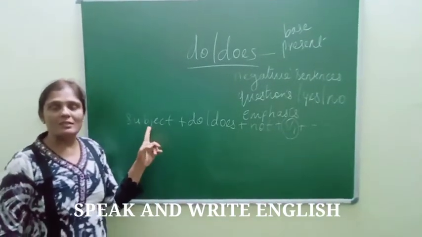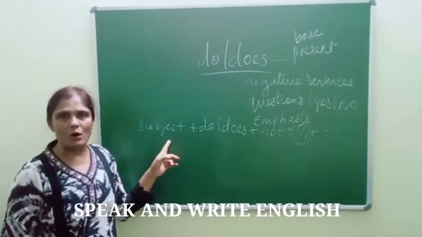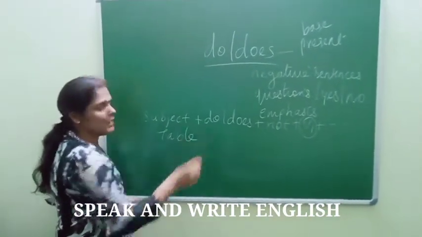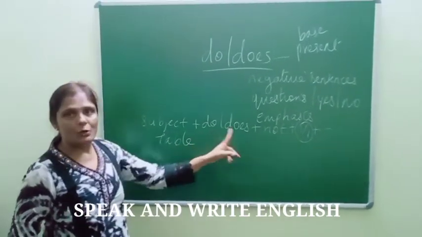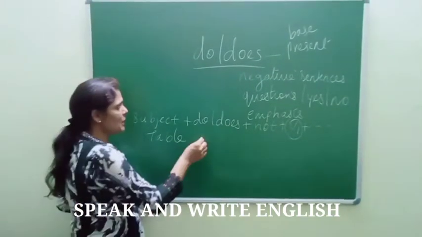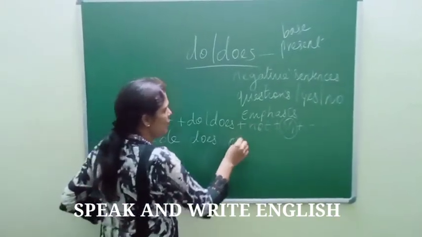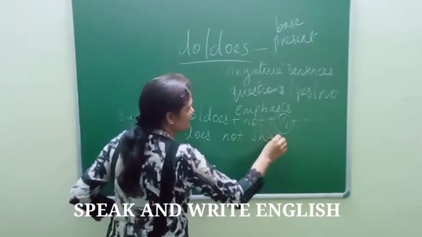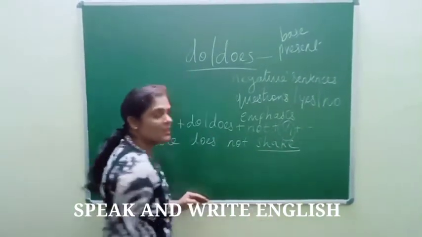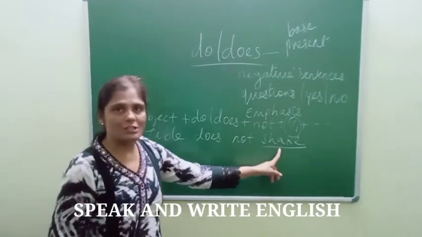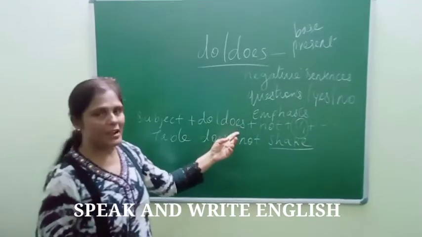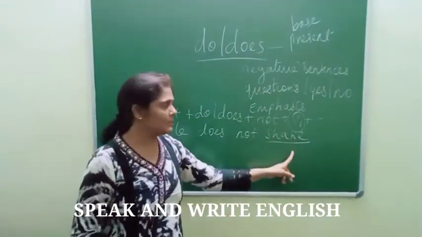Subject. As I told you, the subject of a sentence will either be a noun or a pronoun. If I make use of the noun table. Table, do or does? Because it is a singular unit, I make use of does. Table does not shake. The word shake is there in the present. So whenever you are going to make use of the auxiliary do and does, you need to take the verb in the present.